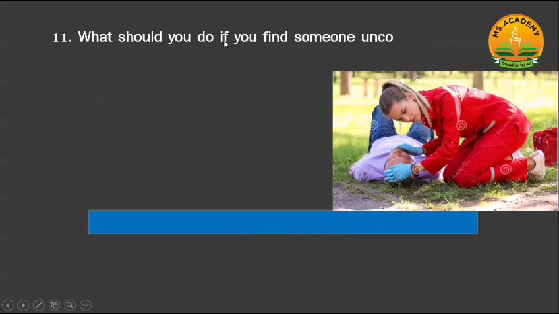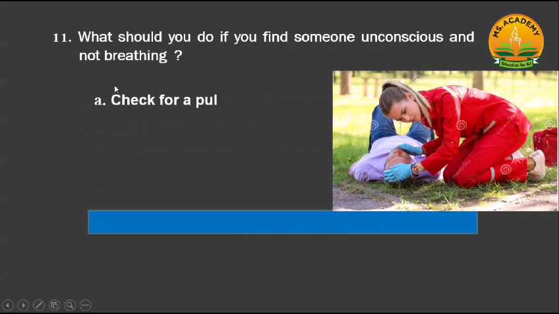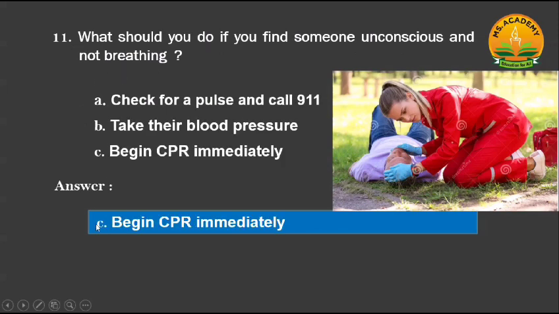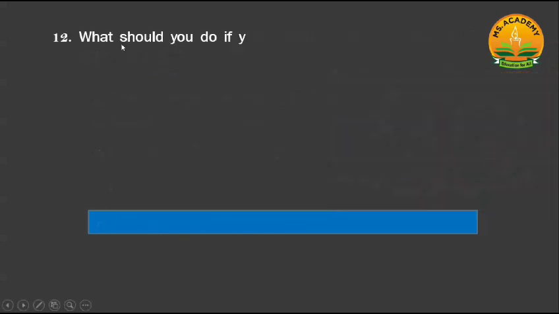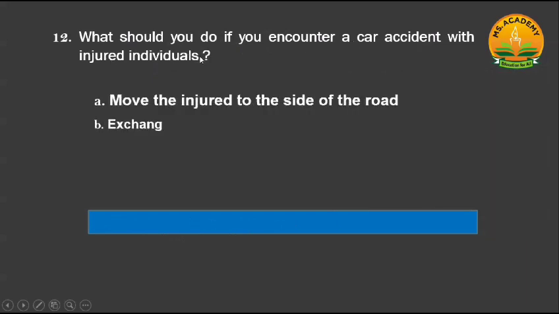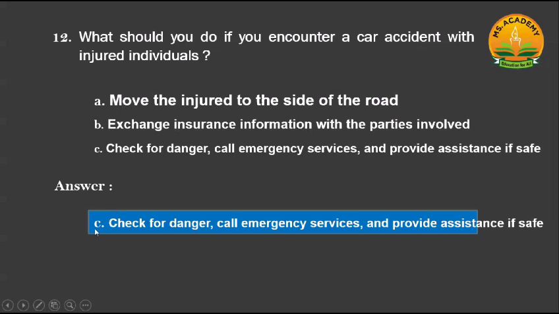What should you do if you find someone unconscious and not breathing? Correct option is C, begin CPR immediately. What should you do if you encounter a car accident with injured individuals? Correct option is C, check for danger, call emergency services and provide assistance if safe.